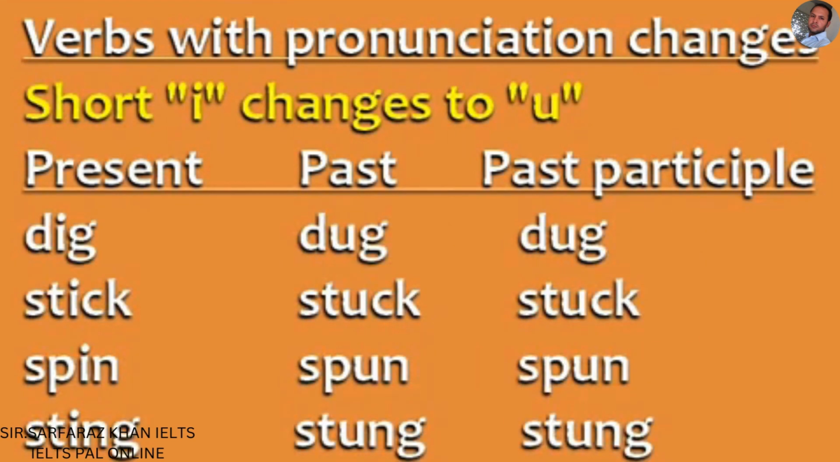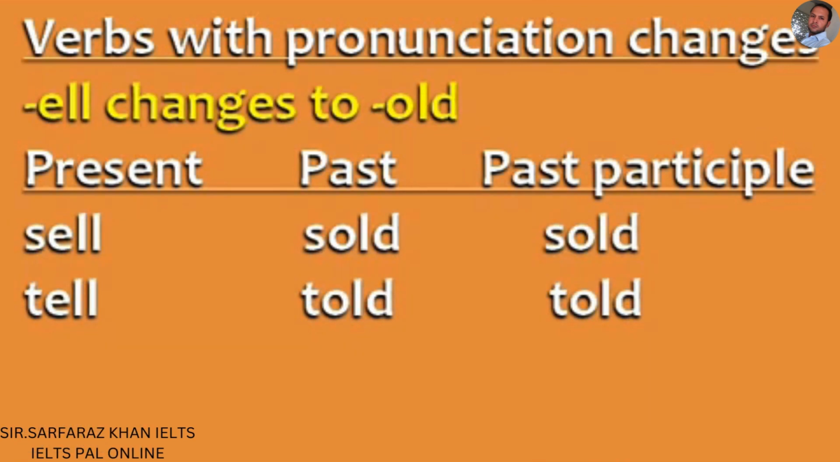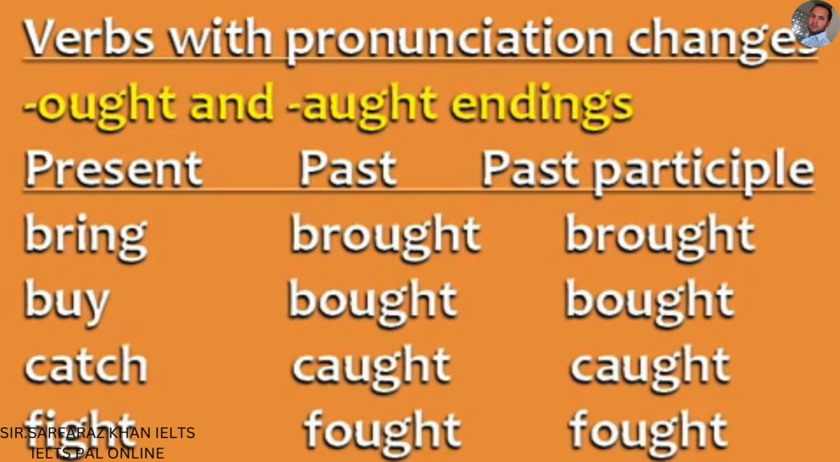Short i can change to u. Dig, dug, dug. Stick, stuck, stuck. Spin, spun, spun. Sting, stung, stung. Two very common verbs, sell and tell, become sold and told in the past and past participle. Finally, we have the verbs with ought endings in the past and past participle.